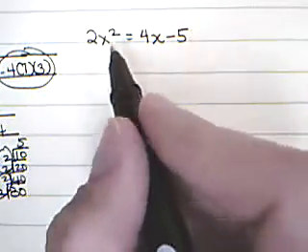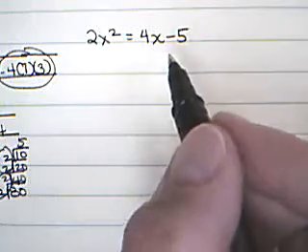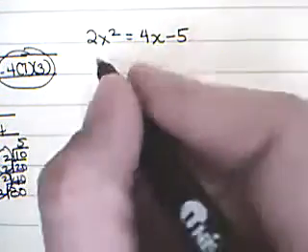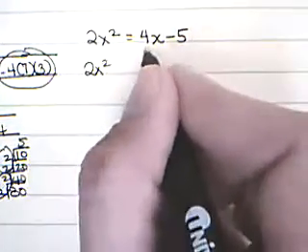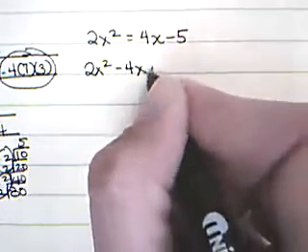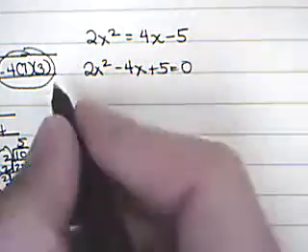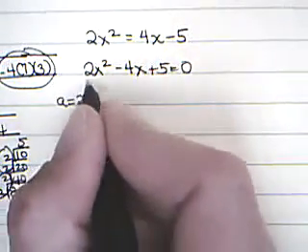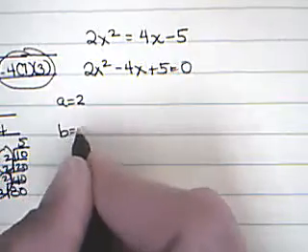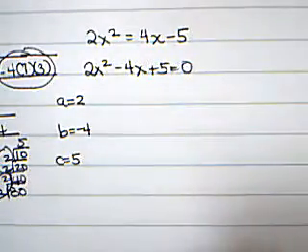It doesn't matter which way this is moved. I'm actually going to move the 4x to the left and the negative 5 to the left, so it becomes 2x squared. That positive 4x becomes a negative 4x, and the negative 5 becomes a positive 5, equals 0. And then I identify my a is going to be 2 because it's x squared's coefficient, b is going to be negative 4, and c is going to be positive 5.